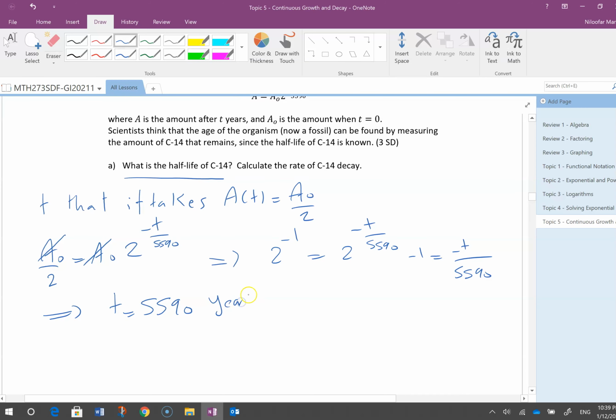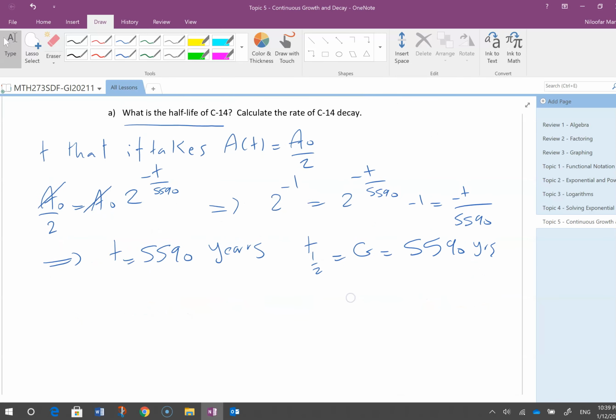And how do I know? Because it says T is in years. So what I said was correct, this is half-life. So T 1 over 2, which we used in the formula, is 5590 years. Now it says calculate the rate of C14 decay.